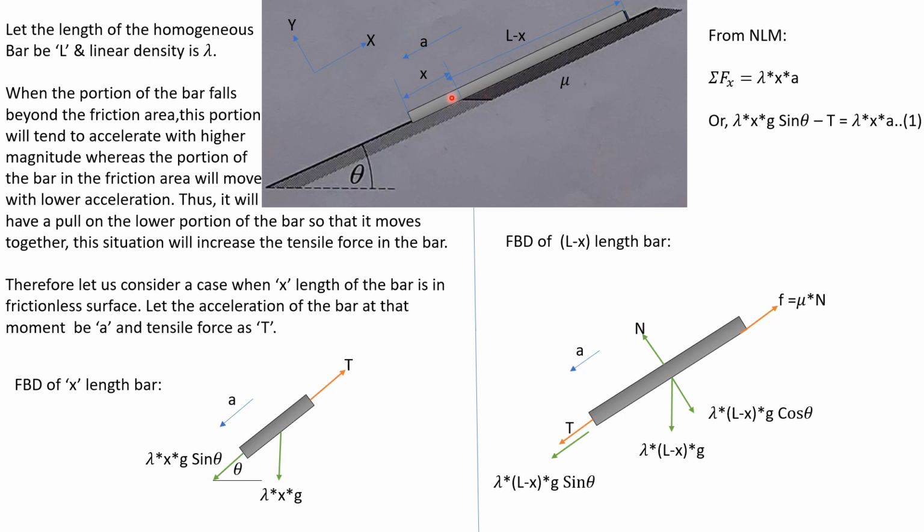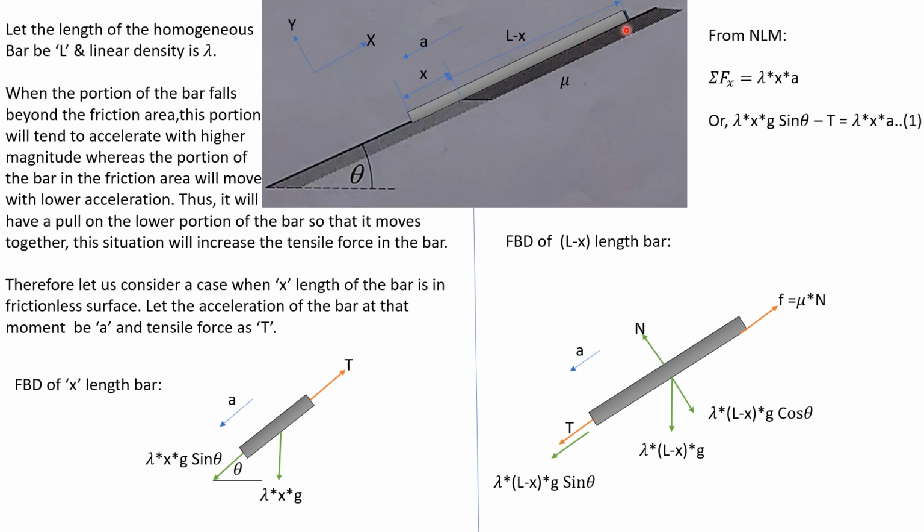So what will happen in this case? The part of the bar which is in the frictionless area will be accelerating, will have the higher acceleration if it was independent, if it was cut off from this section which is on the friction surface. But since the entire bar is an integral part, what will happen? This part will try to move faster, whereas due to friction force acting on this portion will move slower.